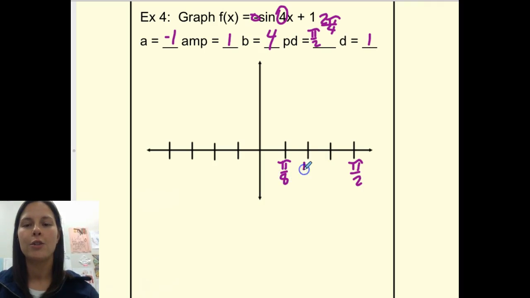Pi over 8, 2 pi over 8 simplifies to pi over 4. 3 pi over 8, and 4 pi over 8 simplifies to pi over 2. Reflecting those off to the left.